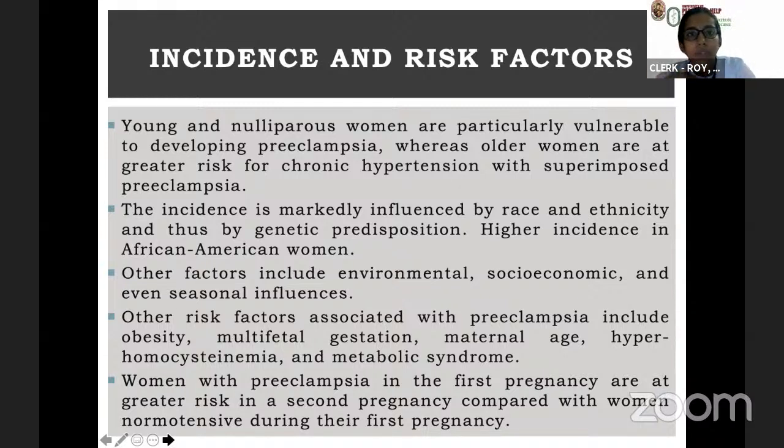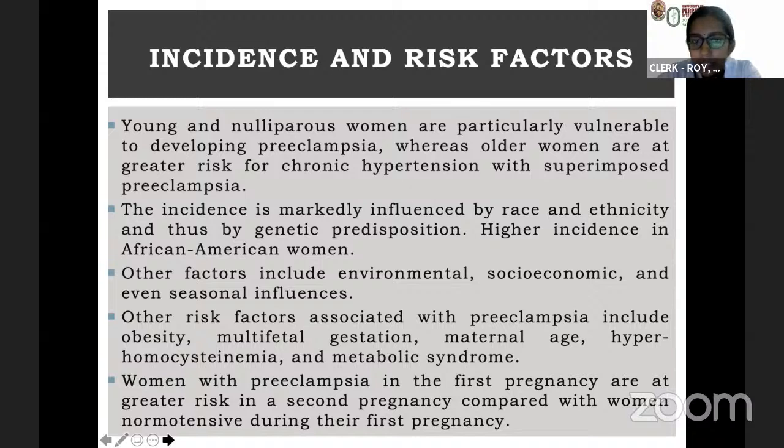Then the incidence and the risk factors for hypertensive disorders in pregnancy. Young and nulliparous women are particularly vulnerable to developing preeclampsia, whereas older women are at greater risk for chronic hypertension with superimposed preeclampsia. The incidence is markedly influenced by race and ethnicity. Higher incidence is seen in African American women. Other factors include environmental, socioeconomic, and even seasonal influences.